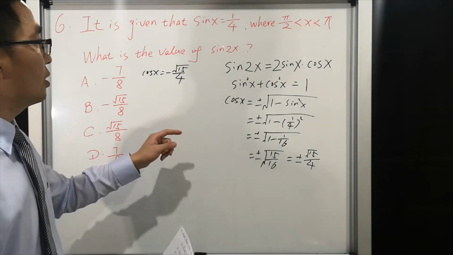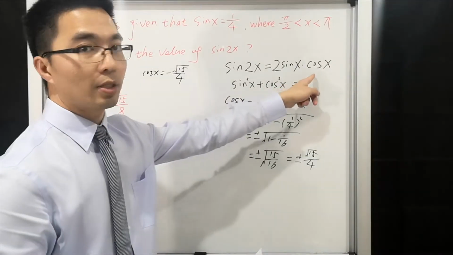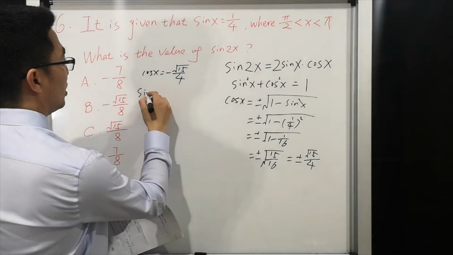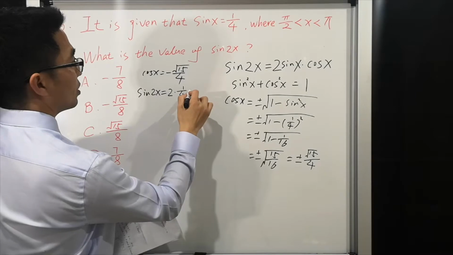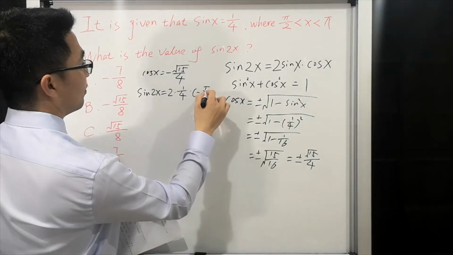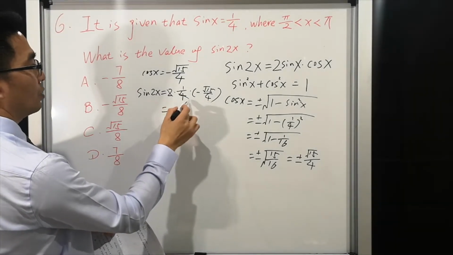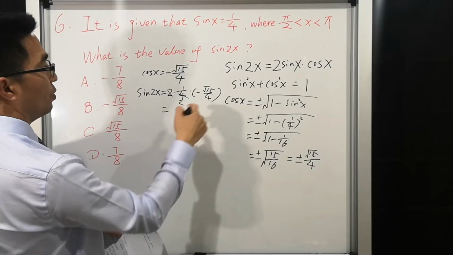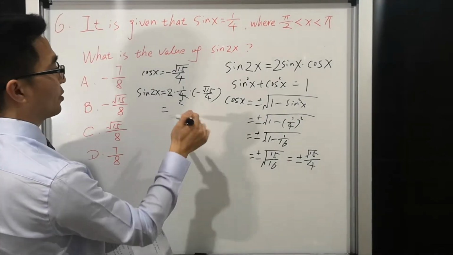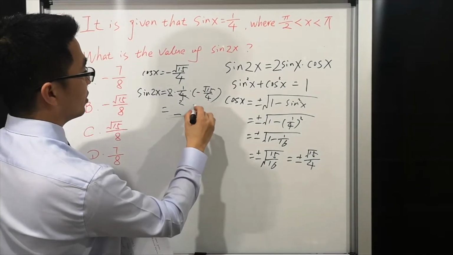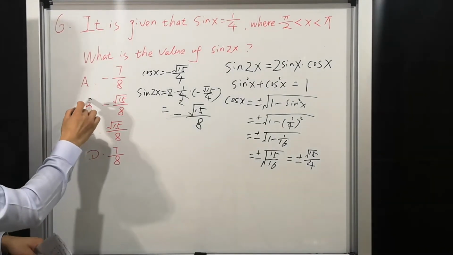Then we have all the conditions we need. So for sin x and cos x, sin 2x equals 2 times 1/4 times negative √15/4, equal to 2 times 1 over 4 times 4, we have 8. Don't forget the negative sign: negative √15 over 8. So we have the answer B.